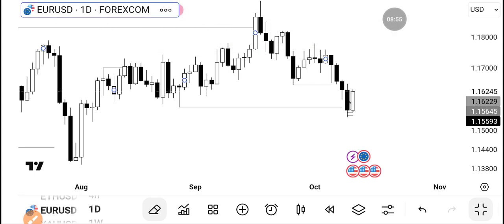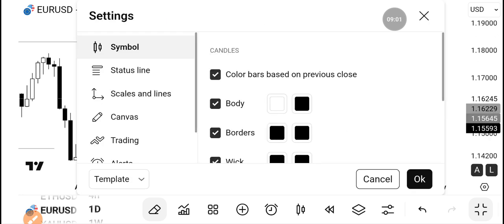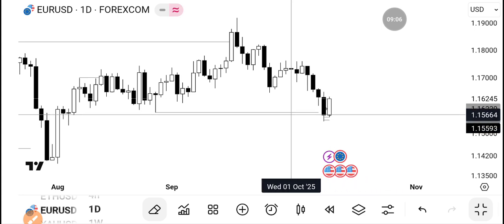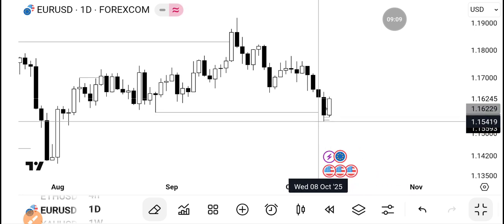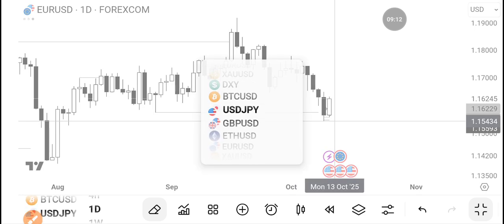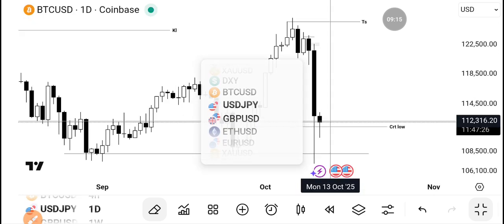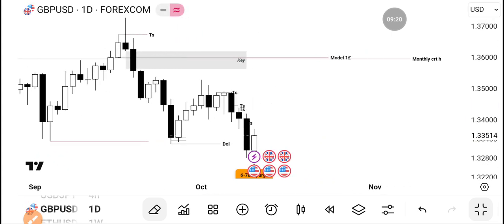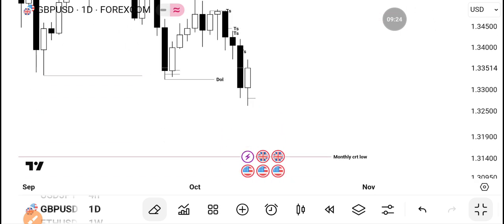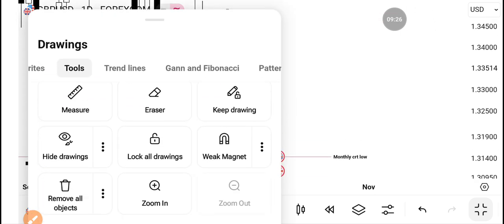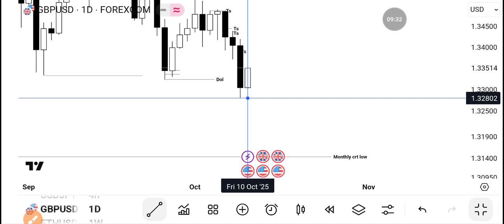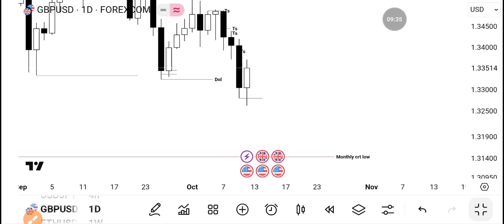Right? So now, look at this old low. We never had any CRT on this old low, but we got an SMT with GBP USD. Euro USD didn't take the low, but GBP USD did that. You can see it. Yeah, something like this. GBP USD did that.